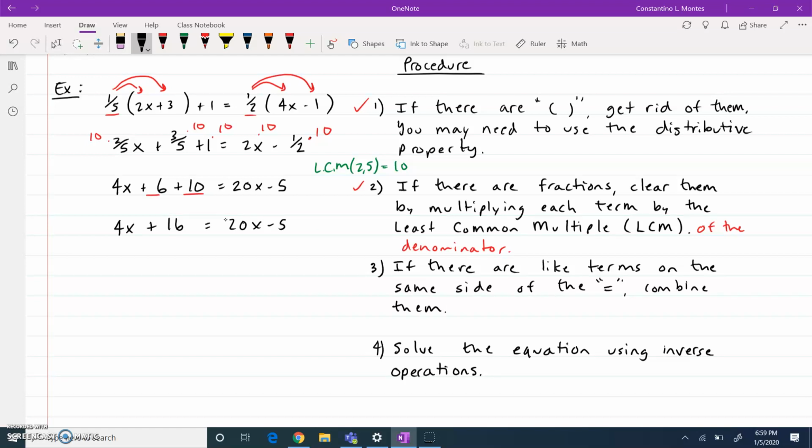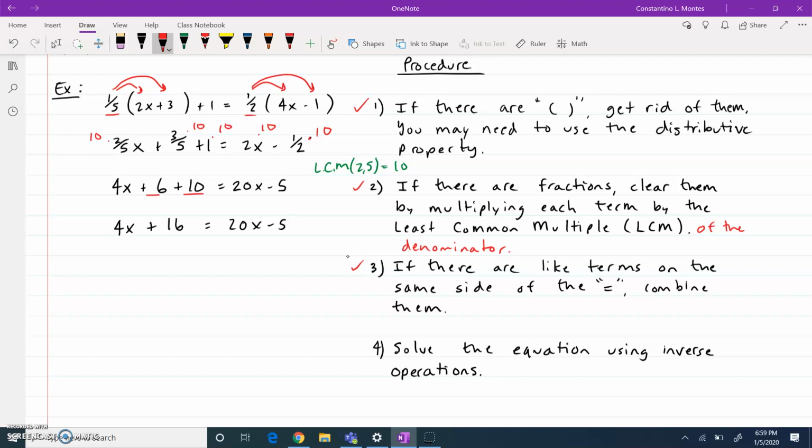Minus 5. Okay. There are no like terms on the left hand side, and there are no like terms on the right hand side. So I'm done with this third step. Now I'm working here in this fourth step, and I'm going to use inverse operations to solve this equation.